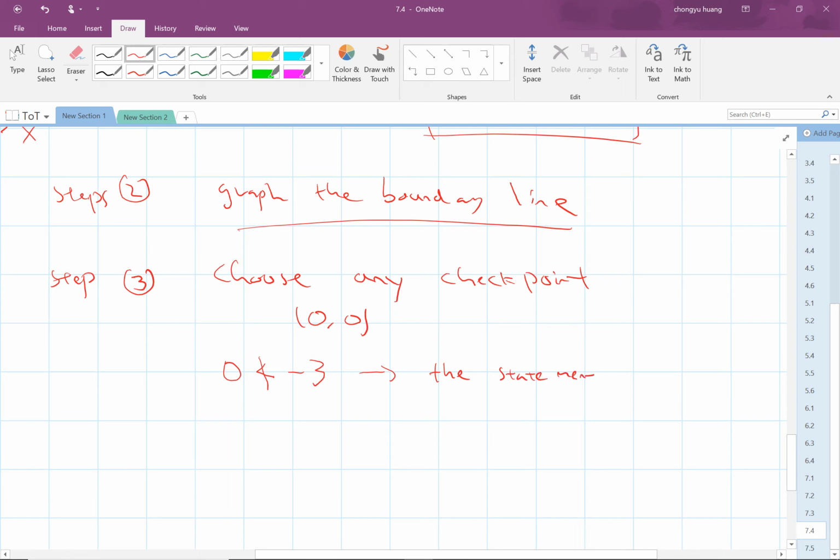The statement is false over here. That means not including the checkpoint. Not including the checkpoint. Okay, so that's basically the thing over here.